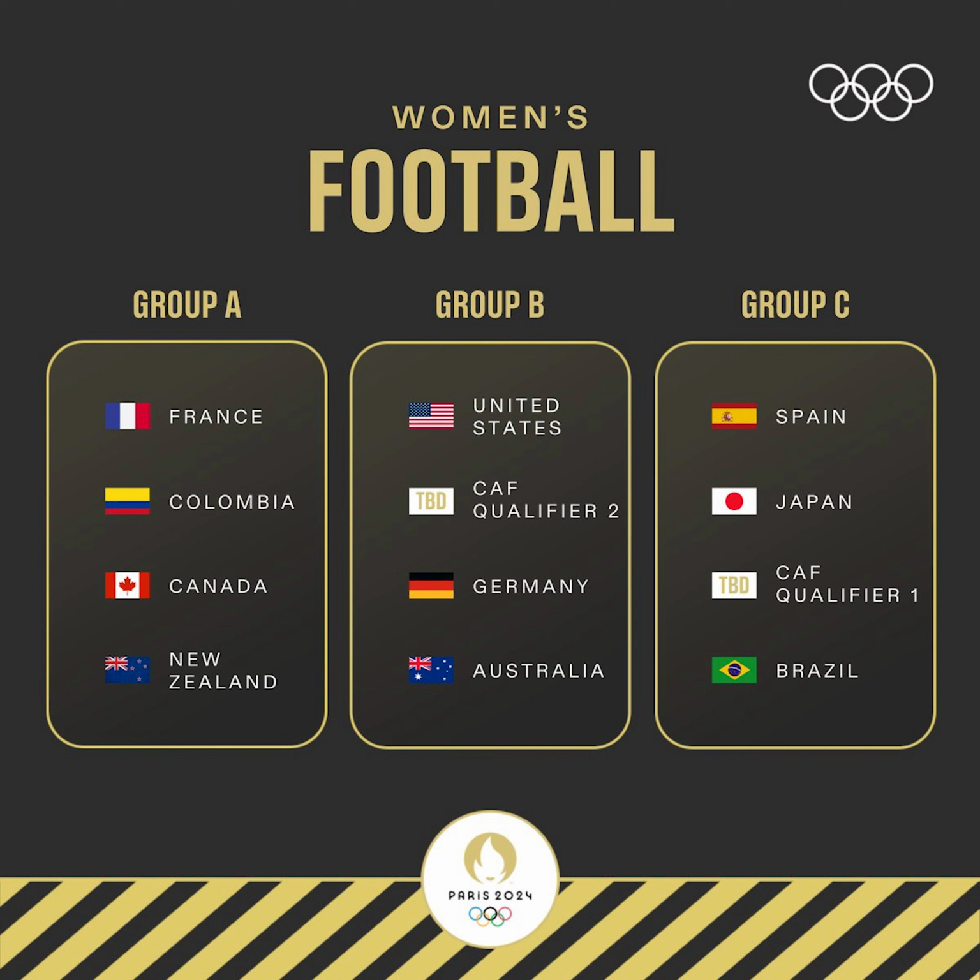In Group A, you have the hosts, France, along with Colombia, New Zealand, and Canada. Those are the 4 teams in Group A. Group B has the United States, the CAF Team 2 for qualifiers, which should either be Nigeria or South Africa, with Germany and Australia. Then Group C, you have Spain, Japan, the CAF Group A winner, which should be either Zambia or Morocco, and Brazil. Those are your 3 groups.